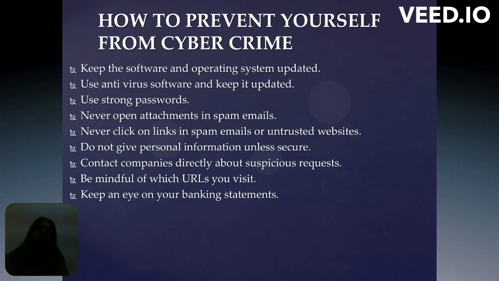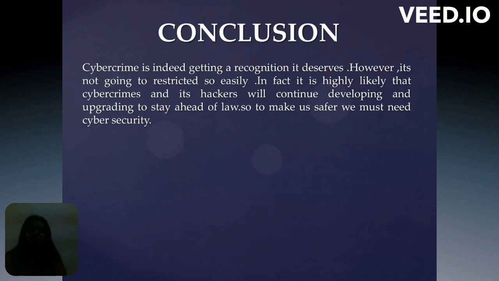So how can you prevent a cybercrime from occurring in your life? Here are some tips. Keep your software and operating systems updated, and use antivirus software and keep it updated. Use strong passwords, and never open attachments in spam emails. Never click on links in spam emails and untrusted websites. Do not give personal information unless it is secure. Contact companies directly about suspicious requests, be mindful of which URLs you visit, and keep an eye on your banking statements. These are some of the tips I can give to keep yourself secure and prevent cybercrimes.